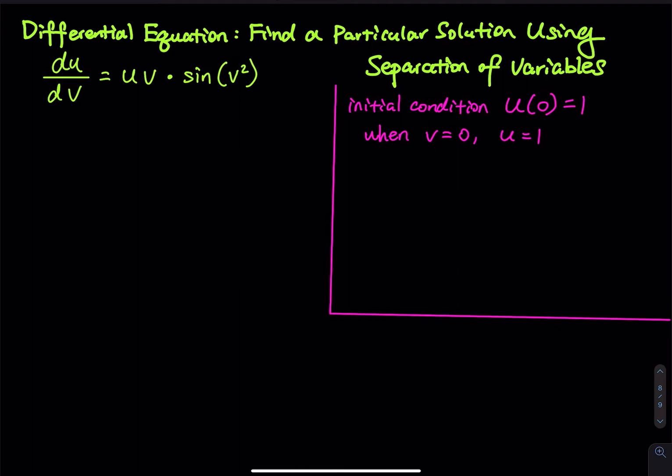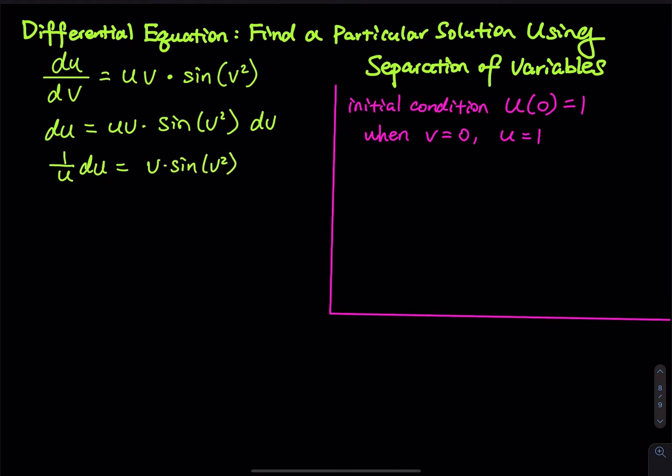Since this is about separation of variables, I would like to put the v on the right hand side by just multiplying both sides by dv. So after you multiply both sides by dv, the dv will be on the right hand side. So you have du equals uv times sine of v squared dv. To put the u on the left hand side, just divide both sides by u. So we have 1 over u du equals v times sine of v squared dv. So now the separation of variables is done.